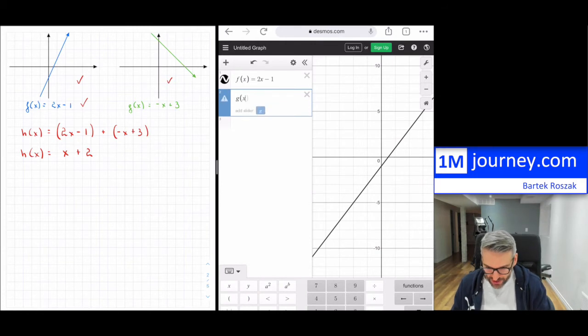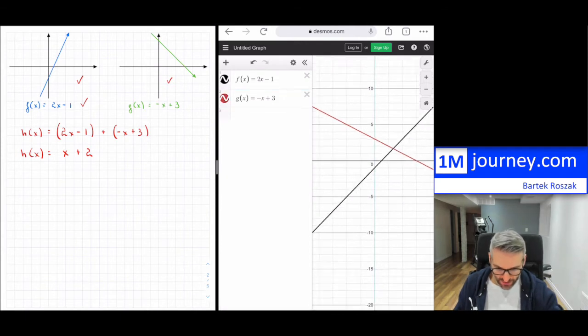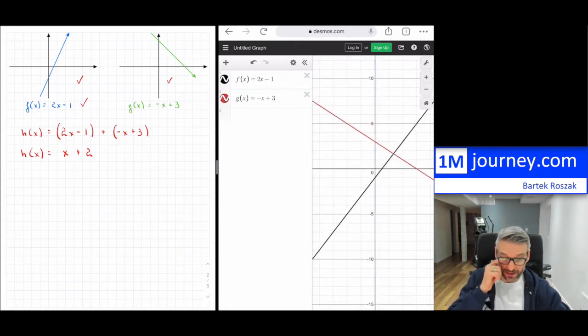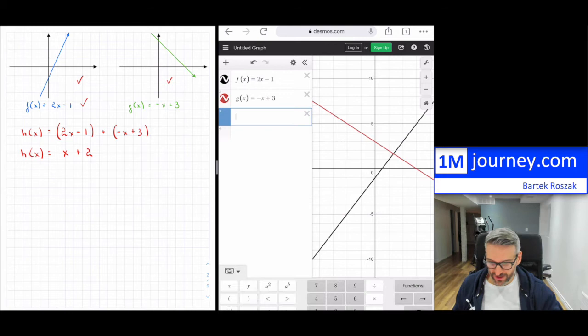And g of x is equal to -x plus 3. All right, so we have that. We know that they're intersecting. And now let's take a look and start all these operations. So what if I added them? Let's say if I went f of x plus g of x.